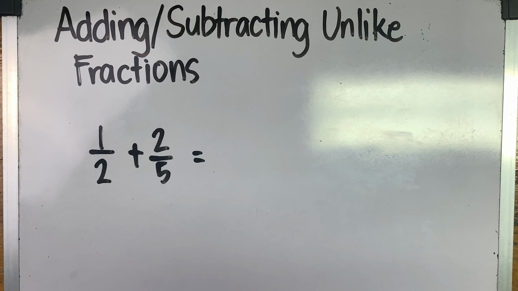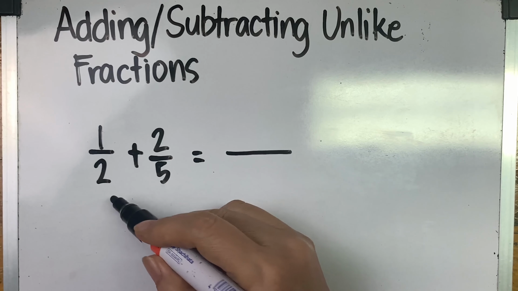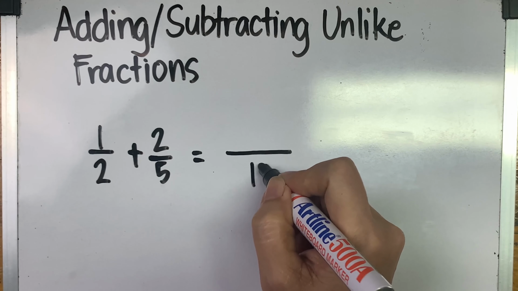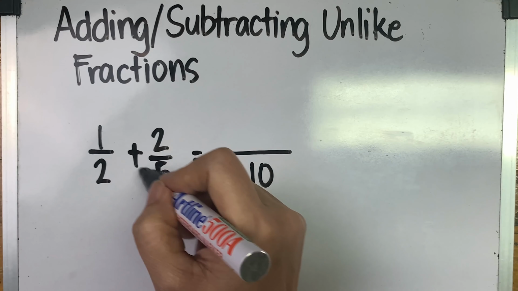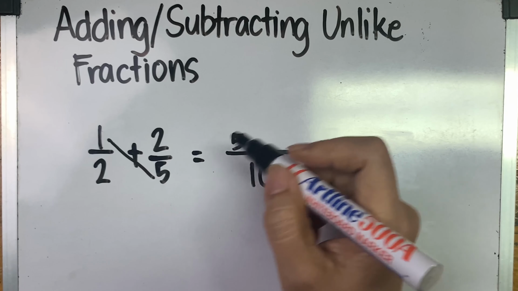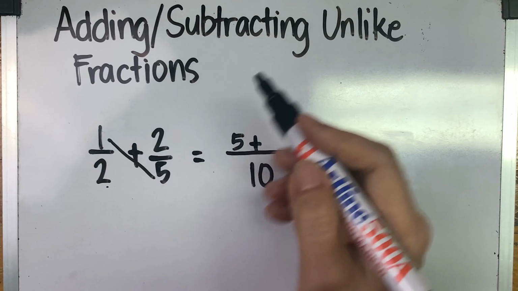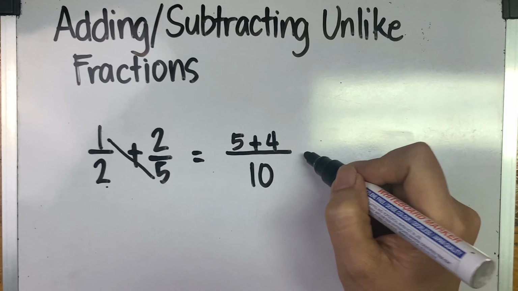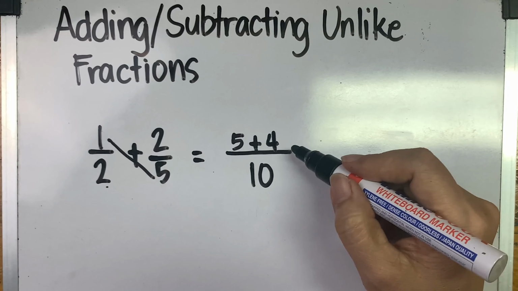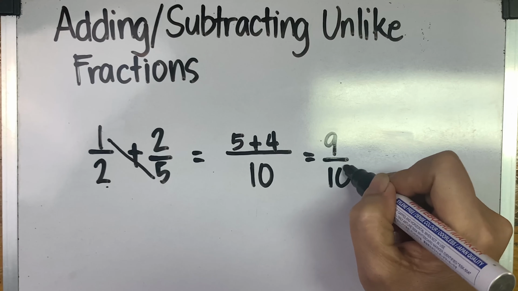For our next example, 1/2 plus 2 over 5. Again, we have to multiply the two denominators. So 2 times 5 gives us 10. And then cross multiply these two. 1 times 5 is 5. Whatever is the sign, you have to add it here. And then 2 times 2 gives us 4. Adding the numerator, 5 plus 4 gives us 9 over 10.